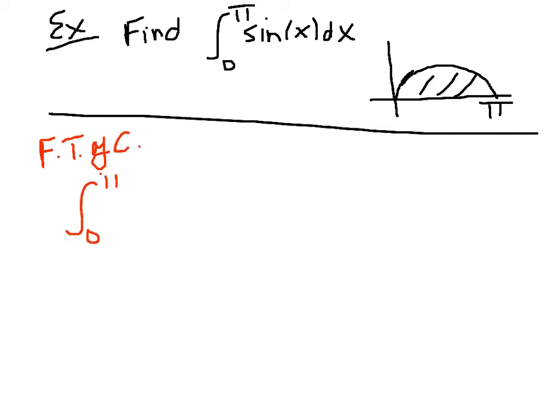to pi of sine of x dx is equal to, this always takes students a little bit longer to get than other things, but we're asking what is the function whose derivative is sine. Now we know the derivative of cosine is minus sine, so the function whose derivative is positive sine is minus cosine. And we evaluate this from 0 to pi.